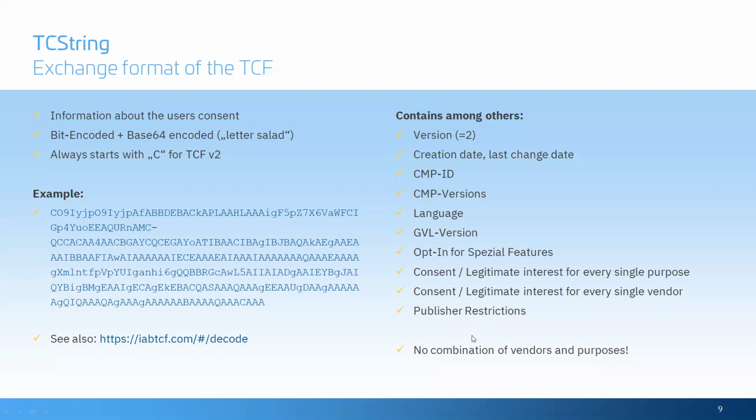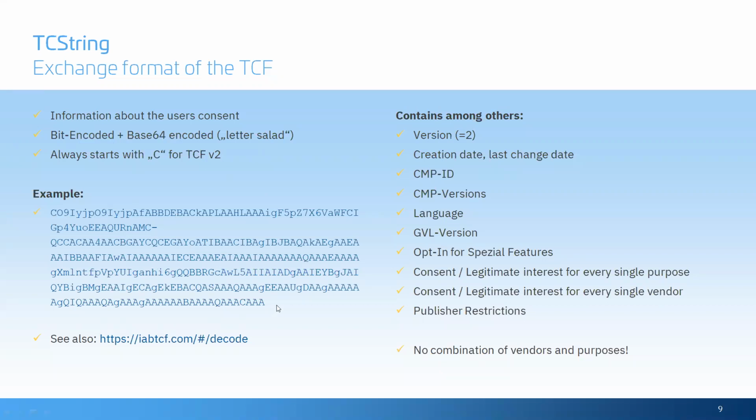Then we have this TC string. That's the exchange format, basically. So the CMP will create this from the choices that the user made. It's base64 encoded. That's for the developers. It's basically a letter salad. So it's just a bunch of letters. It always starts with a C. A C is for version 2. Version 1 had a B at the start. There's no others. So if you see something that doesn't start with a B or a C, then that's not a TC string. If you see something with a B, then it's an old one.